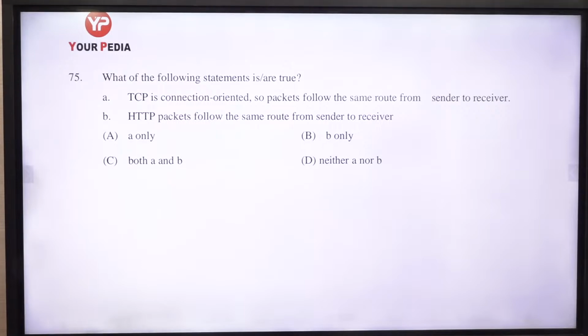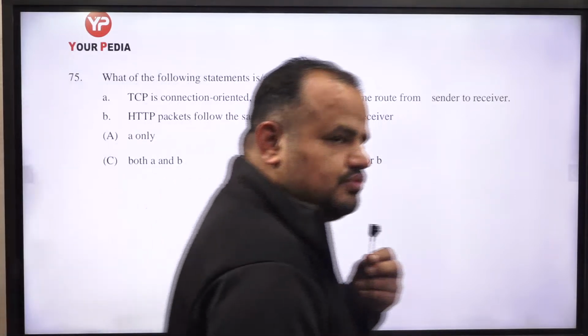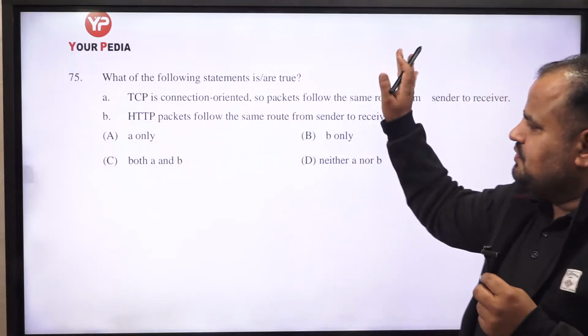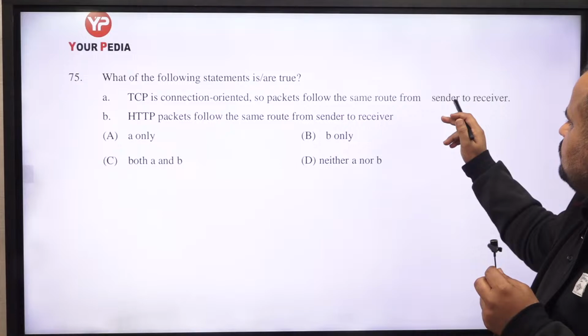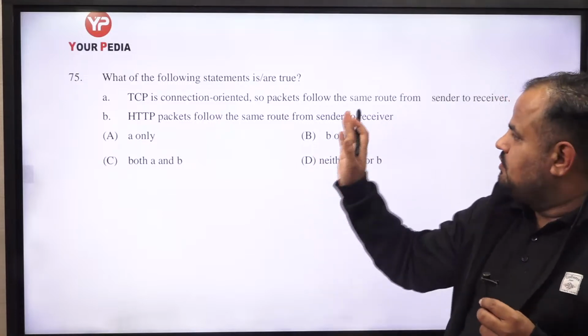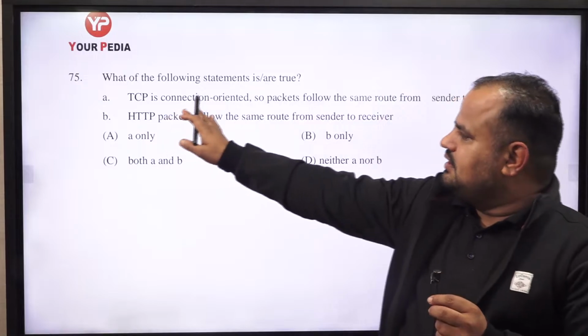Now tell me the right answer. Which of the following statements is correct? TCP is connection oriented. That is true. But packets follow the same route from the sender to receiver. Is it true or false? TCP is connection oriented, that is true. But packets follow the same route from sender to receiver? No, it is not talking about the route, it is only talking about the connection oriented.